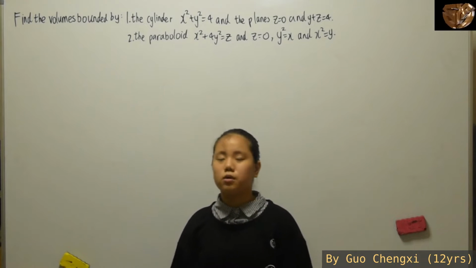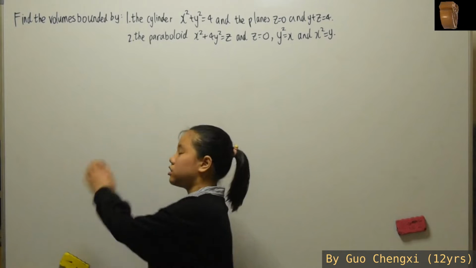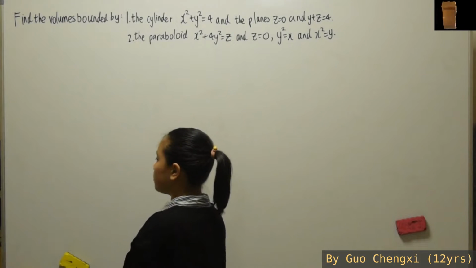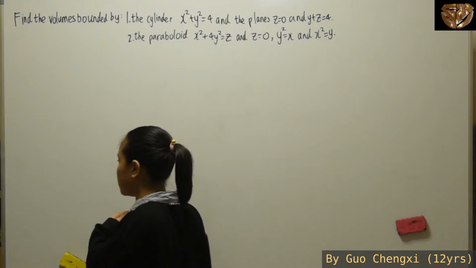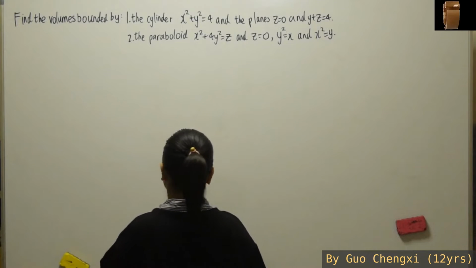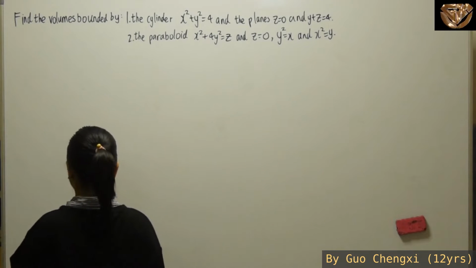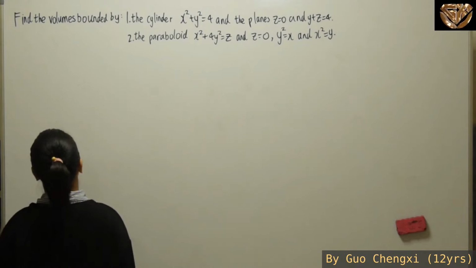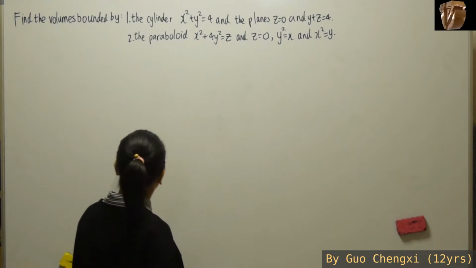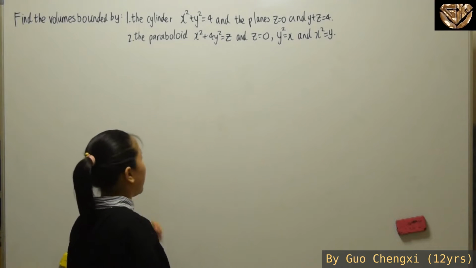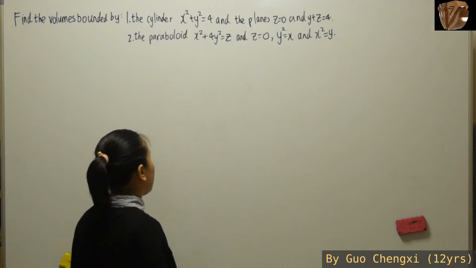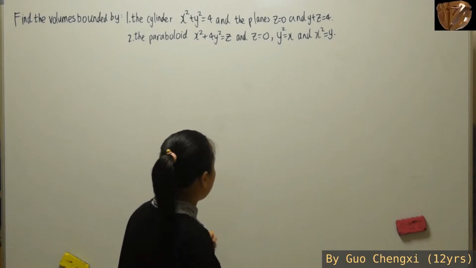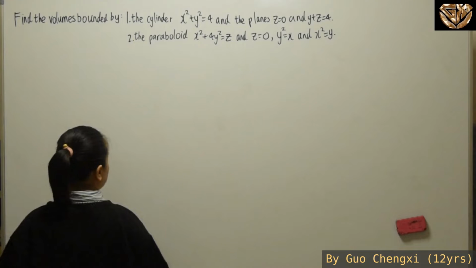For this lesson, we'll be continuing on with the techniques and applications for definite integration. For this lesson of definite integration, we have these two examples where we have to find the volume bounded. So for our first example, we have to find the volume bounded by the cylinder x squared plus y squared equals 4 and the planes z equals 0 and y plus z equals 4.